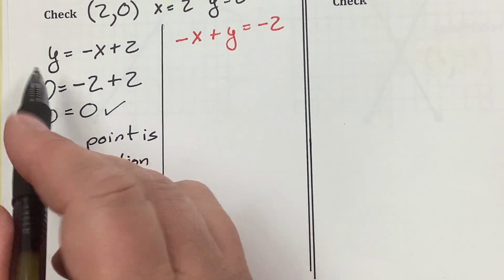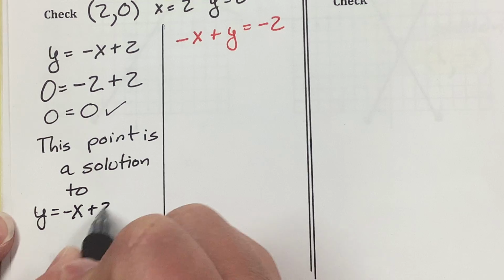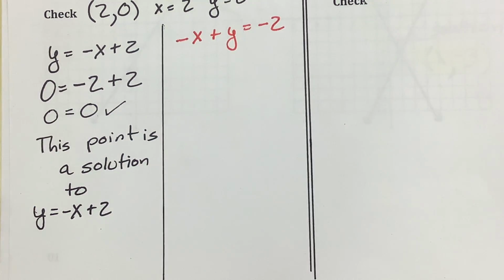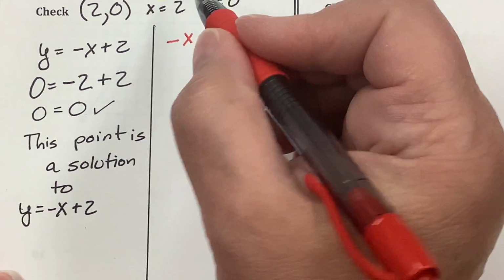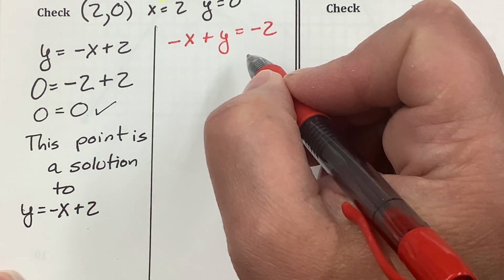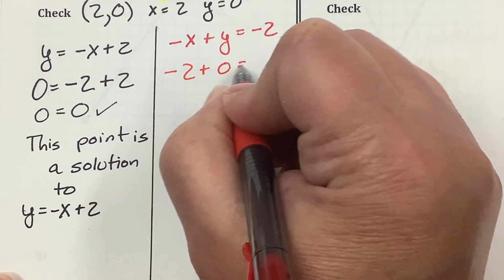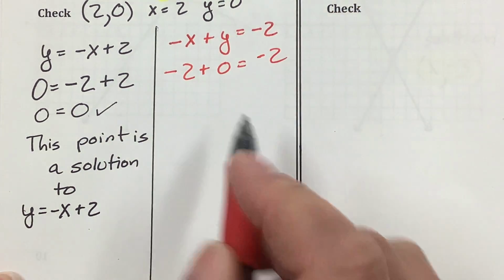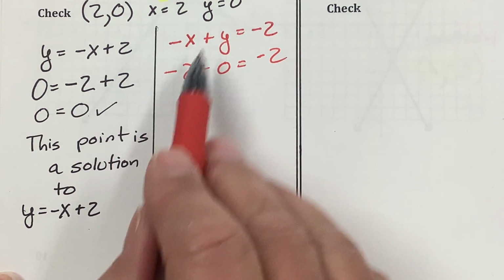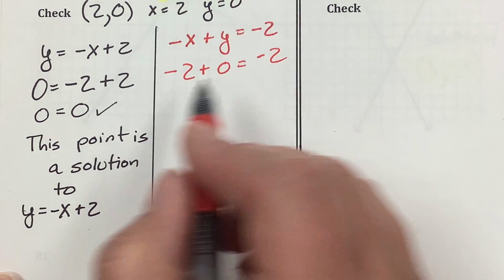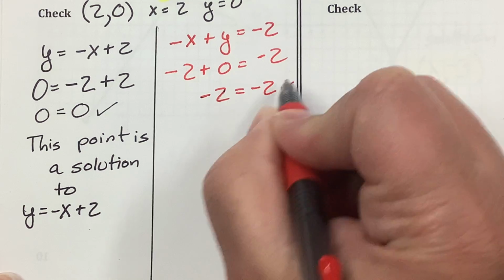This point is a solution to this problem, y equals negative x plus 2. But in order for it to really work, it has to be a solution to both equations. So I'm going to check the same point in the other equation. Negative 2 plus 0 equals negative 2. So 2 is here, but there was a negative in front of it, making it negative 2. Y is 0, so negative 2 plus 0 is negative 2. That equals negative 2, so that checks.